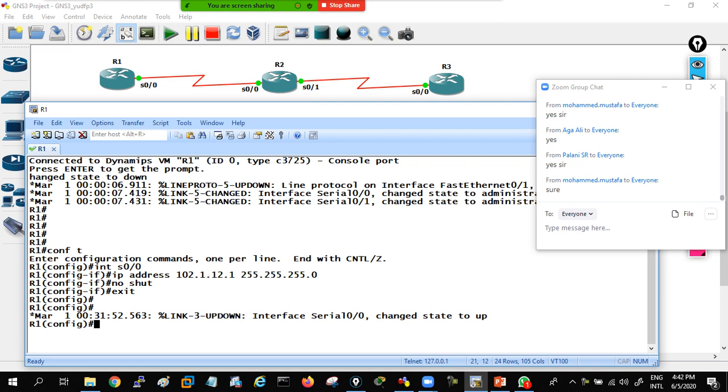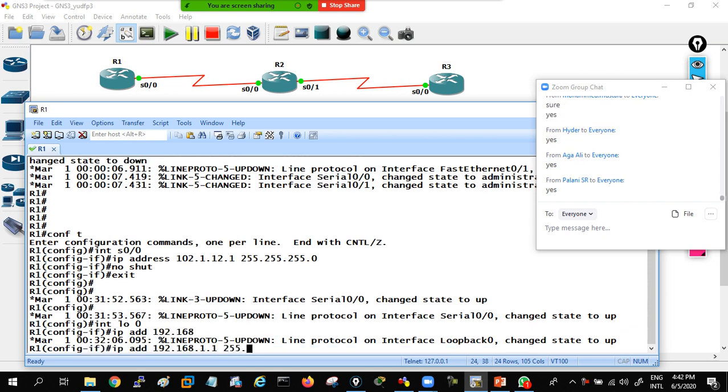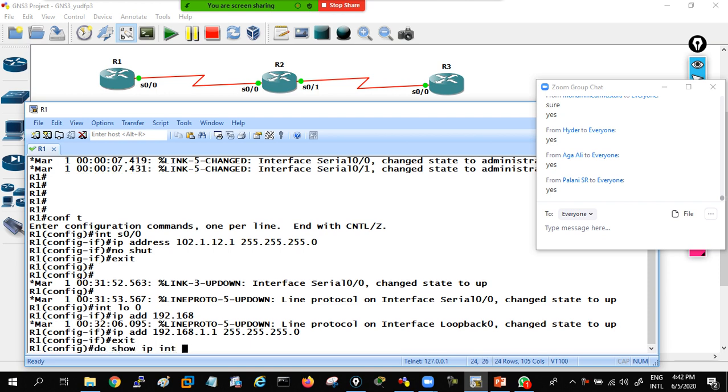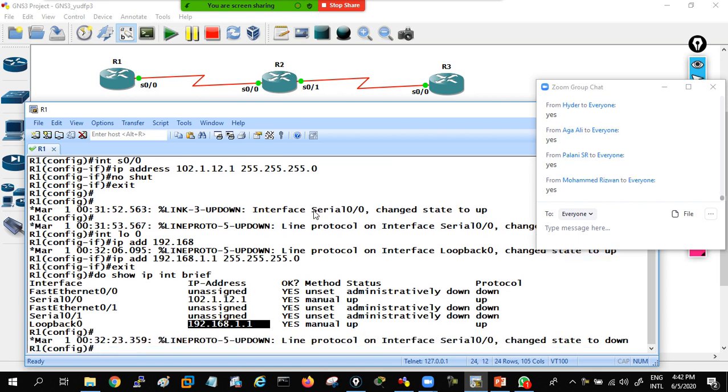Give me yes, I'll show you the configuration because most of you are very interested to see it. So first we will see the configuration. Interface loopback 0, ip address 192.168.1.1, 255.255.255.0. That's it. Now do show ip interface brief. There you go. I have two networks configured. Is it clear? Guys, everybody understand this? Configuration-wise, in router 1 I did some basic configuration.